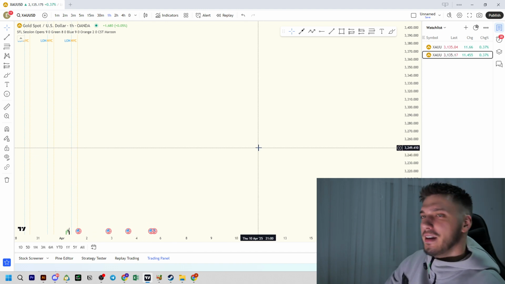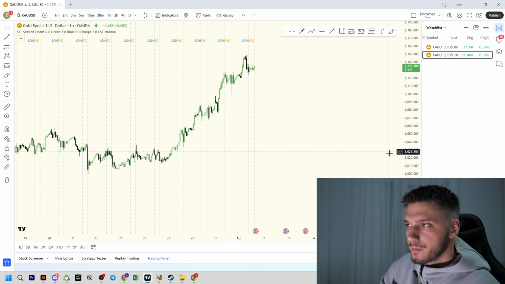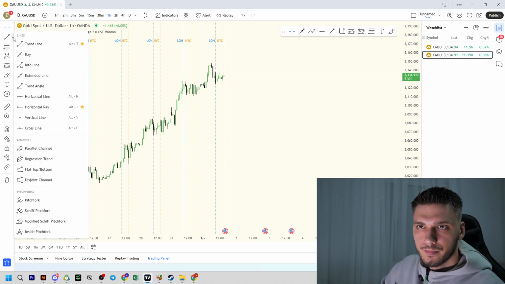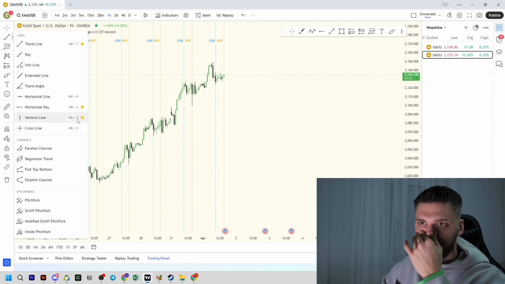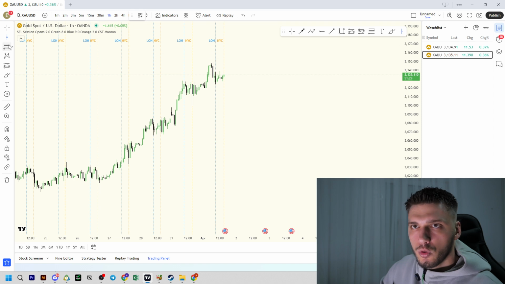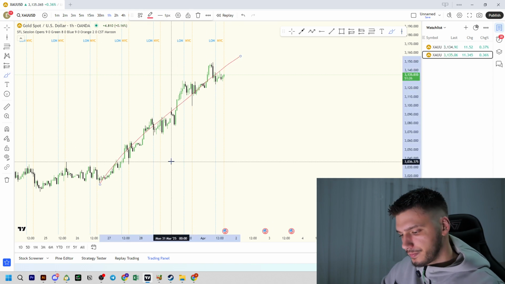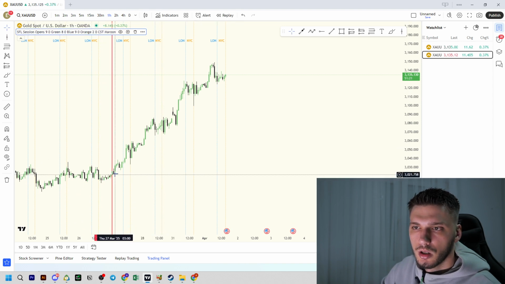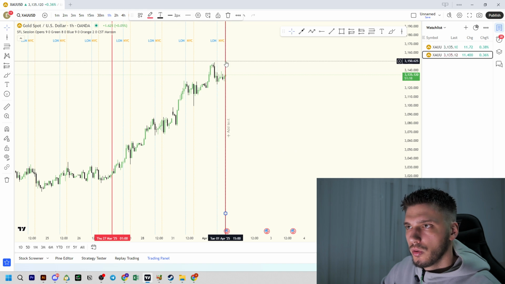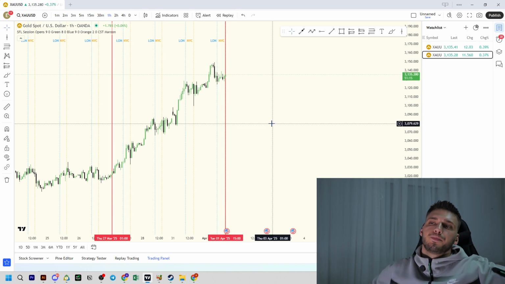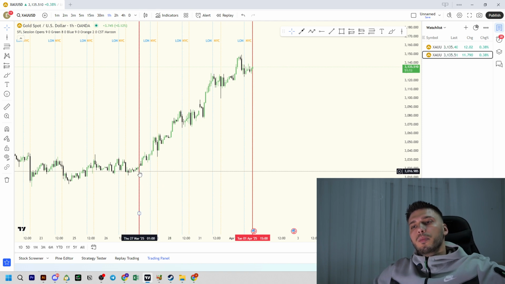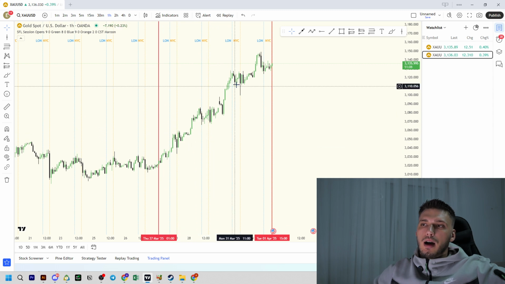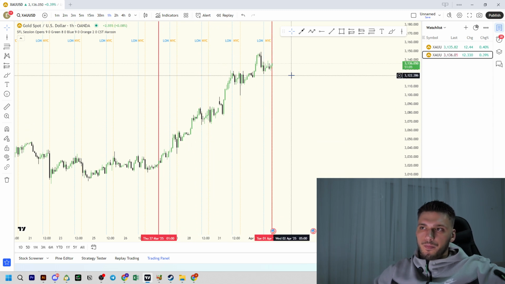So, what I want you guys to do now is use this tool here, the vertical line, and I want you first to identify an uptrend. Now we're gonna start, let's say we want to do this from here, and then we're gonna do that until here. So you're gonna place two vertical lines and you wanna mark out the highs and the lows in this move up.